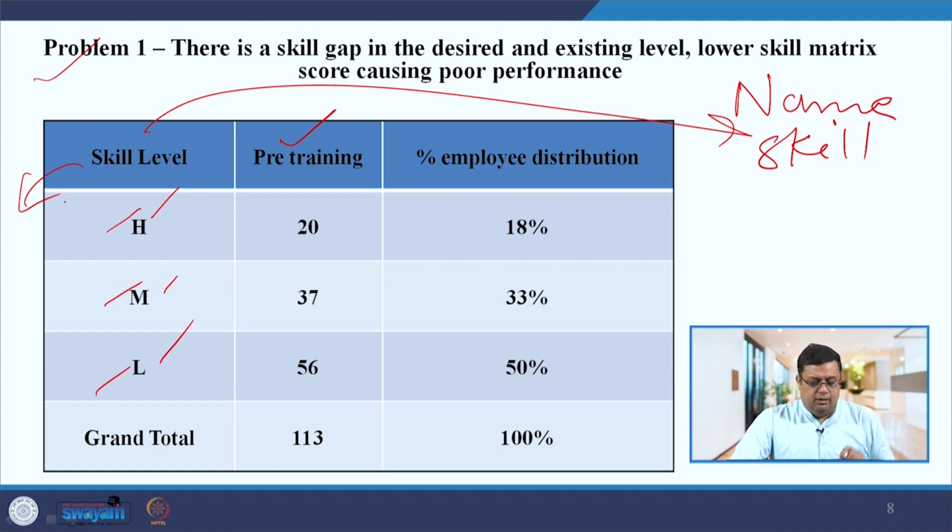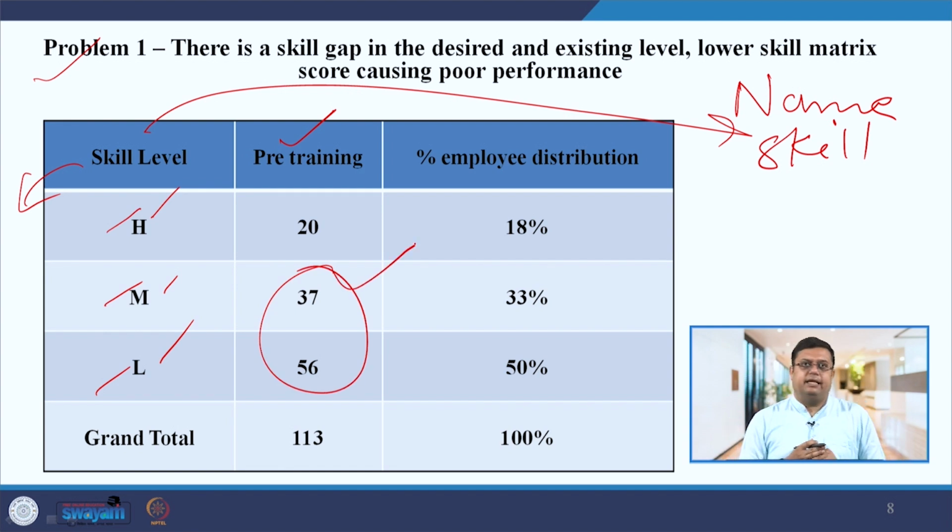Before training, 20 people have a high, medium or low level of skill. So now you can decide to whom you have to give training in order to increase the skill level. If you have written the skill name here, then you can add one more thing: you can decide which type of training has to be given. That we have already discussed in training analytics, so that you can understand what the problem with this table is.